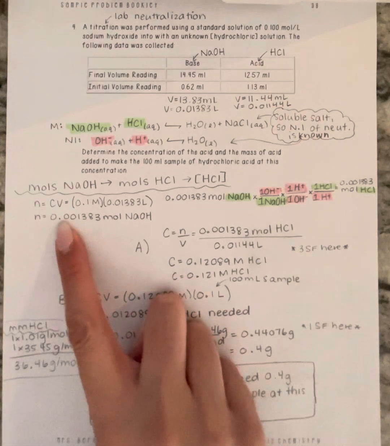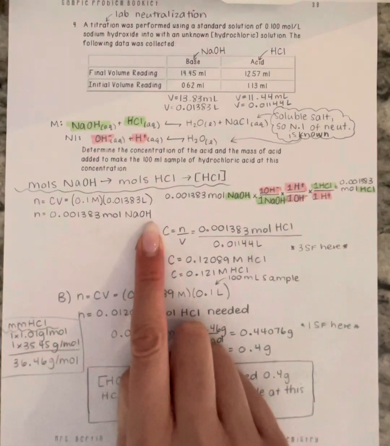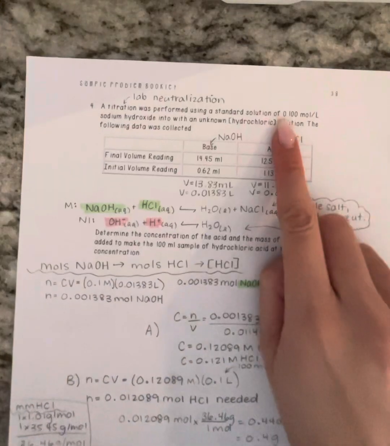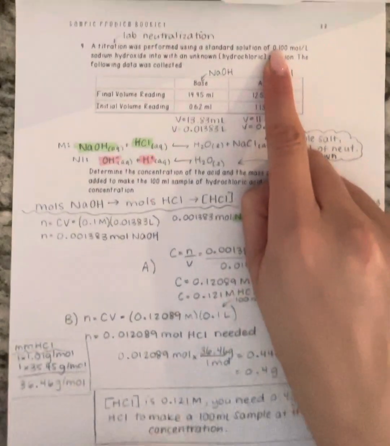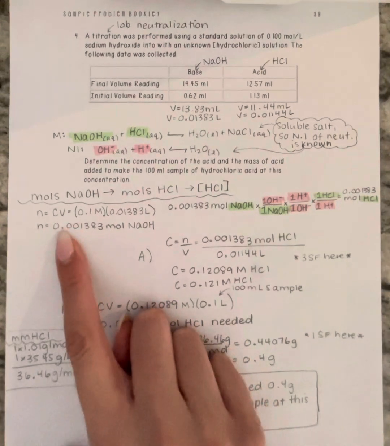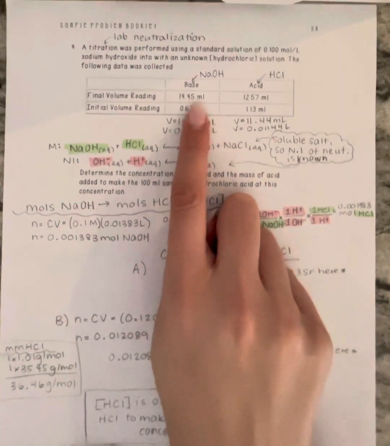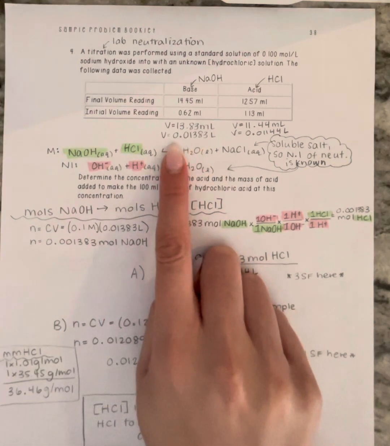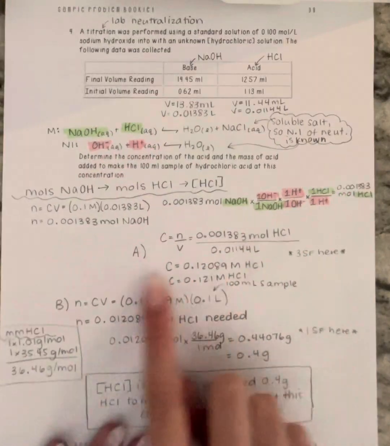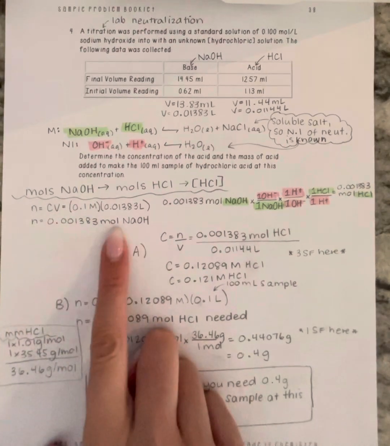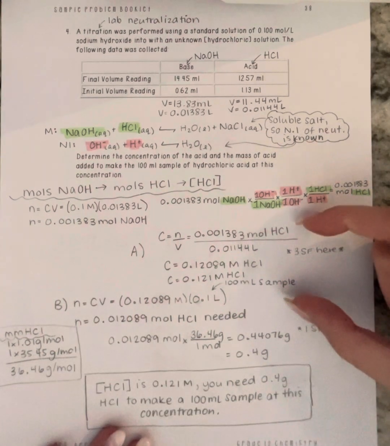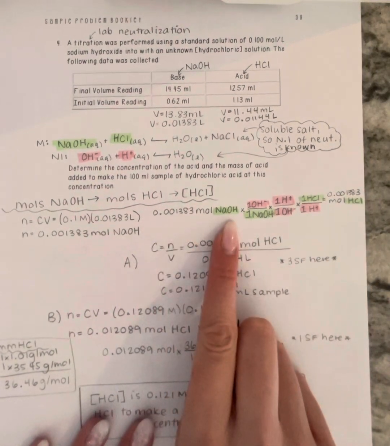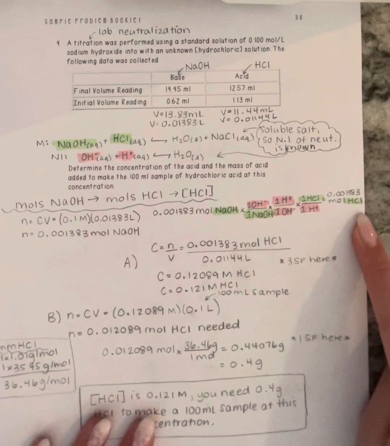The first thing I did was figure out how many moles of sodium hydroxide were used. I was given information in the start of the question and told that it's a 0.1 molar concentration. And I figured out from reading my table here that I used 0.01383 liters of it. Because I have a C and a V value, I can find my moles. The first part of this question requires me to convert from moles of sodium hydroxide to moles of hydrochloric acid.